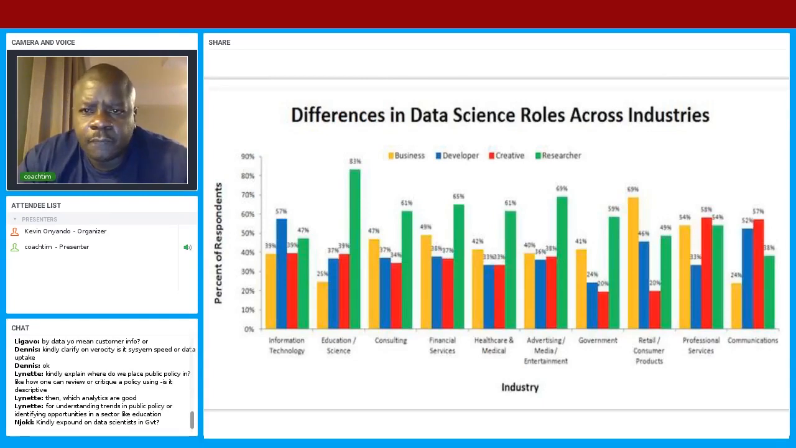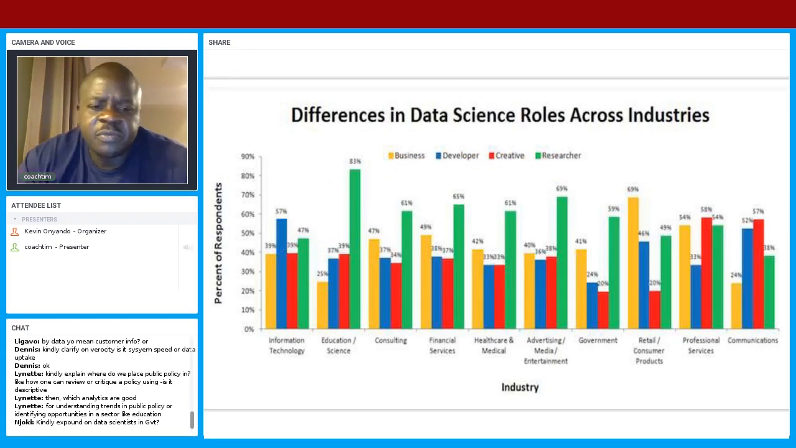Now let me move to the next one. Different roles. Remember the first slide we were showing a statistician, a business analyst, a developer. As a data scientist, you also have 4 roles within you. First, you need to understand the business. Second, you need to have some level of programming. Thirdly, you need to be creative. Then you need to be a researcher, depending on which industry you are in.